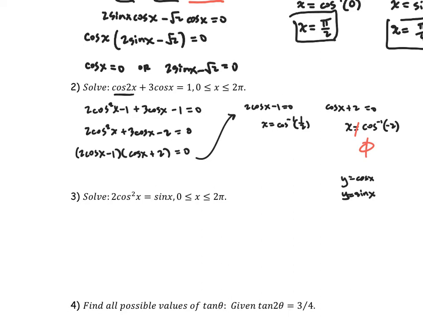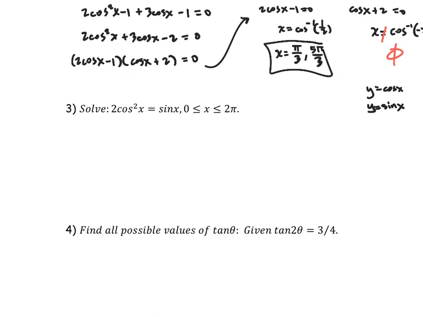Cosine can equal 1/2 within the restrictions here of 0 to 2 pi, and that'll happen at x equals pi over 3 and 5 pi over 3. Okay, outstanding. Let's move on. It says solve here 2 cosine squared x equal to sine x. Now, I like the idea of, again, using an identity. In this case, I'm going to write cosine squared x as 1 minus sine squared x.